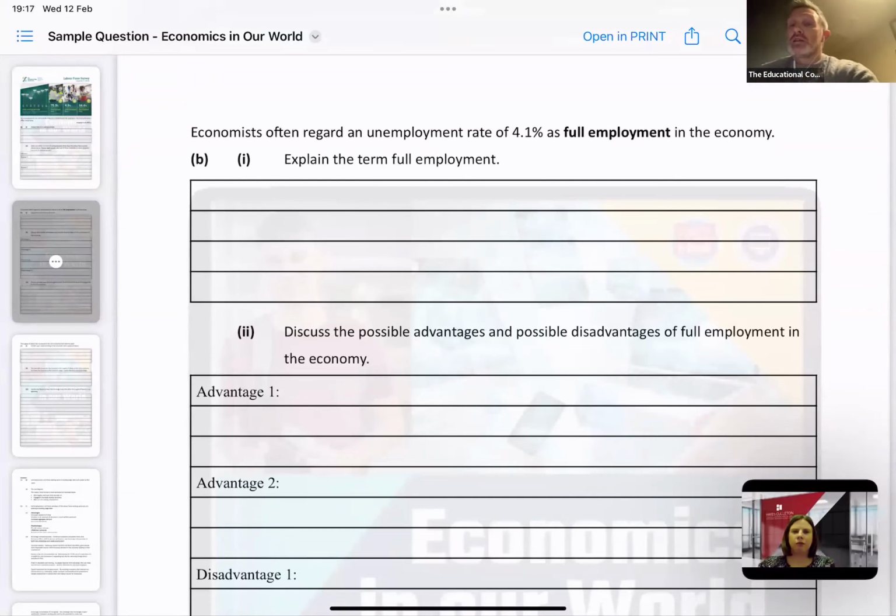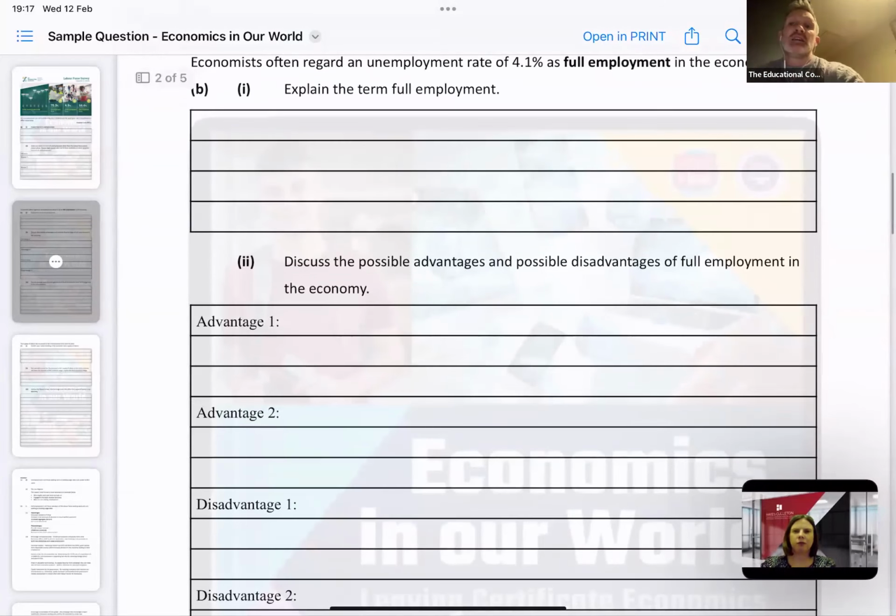And then part B of this question. Again, just that entry point that the SEC like to do. Economists often regard an unemployment rate of 4.1 as full employment in the economy. So that's following on from above. That rate could change, but the question would be the same: explain the term full employment. So again, we're seeing there 3 or 4 lines replicating what has come up in the SEC papers.